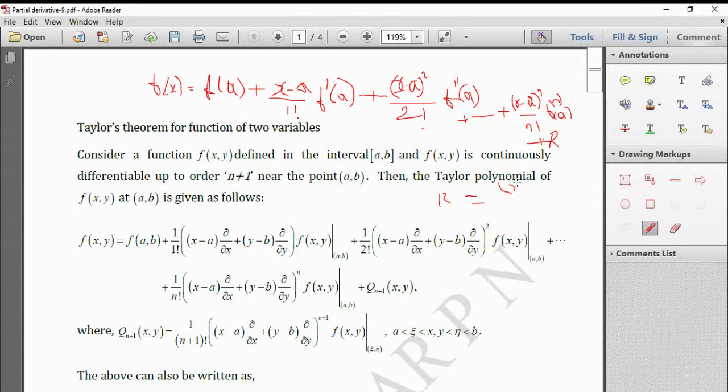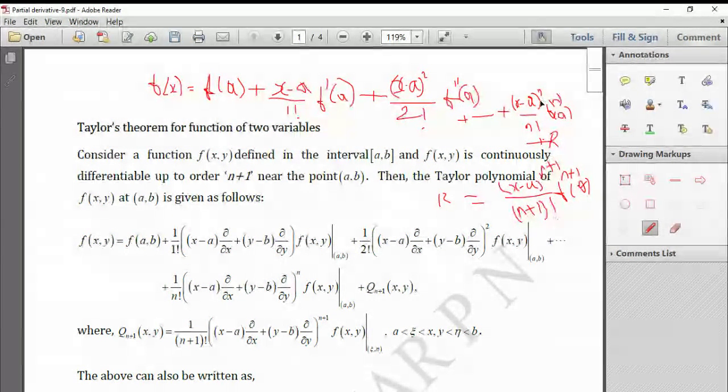That remainder is equal to x minus a whole to the power of n plus 1 divided by n plus 1 factorial into the n plus 1 th derivative at some theta. What is this theta? This theta is a number in between 0 and 1.